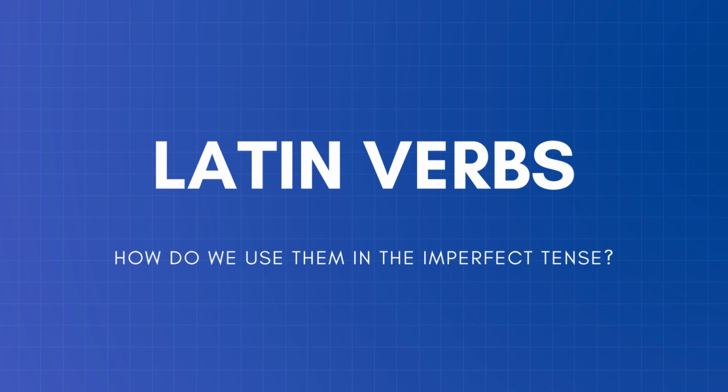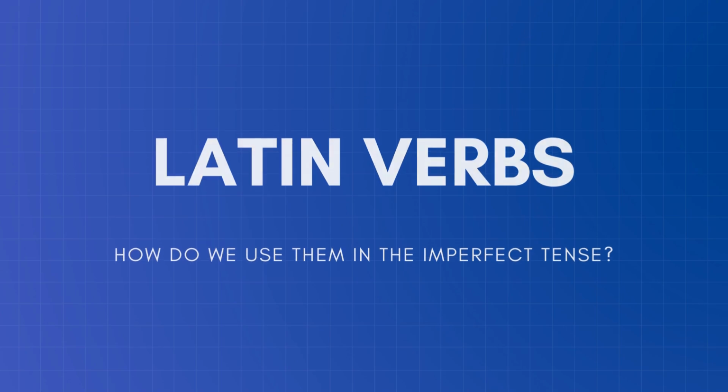So this is a tense that has to deal with the past, and we're going to unpack what it means, how it's used, and how do we form it in Latin, right? How do we spell Latin verbs that are in the imperfect tense?